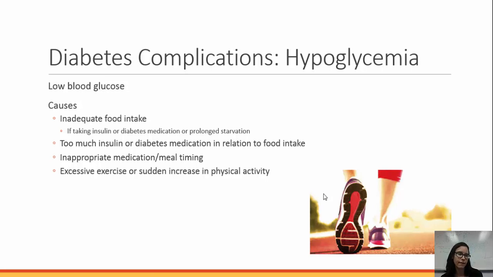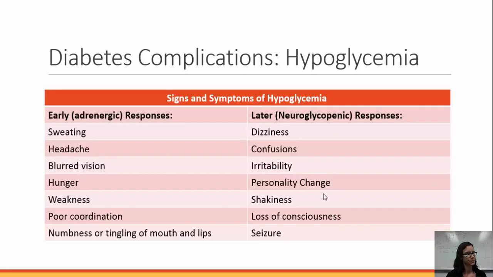This can happen again if they don't eat enough, or if they take too much medication. Inappropriate medication and meal timing. Timing is really important for controlling blood glucose when we're talking about when patients are giving their insulin, and when they're actually consuming their food or their medications. Excessive exercise or sudden increase in physical activity can also cause hypoglycemia.